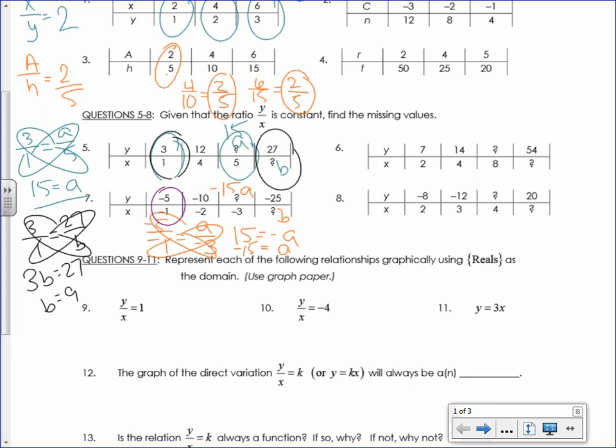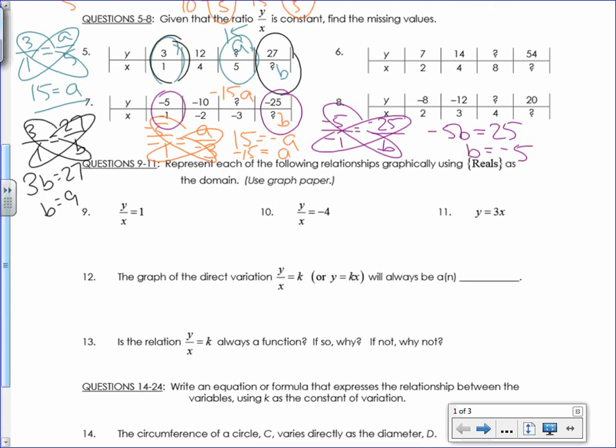We'll do the same thing, but to find B. Negative 5 over negative 1 is equal to negative 25 over B. Cross multiply. Negative 5B is positive 25, or B is equal to negative 5. Considering this paper is so smushed, you should be on scrap paper. All right, be on a separate piece of paper.